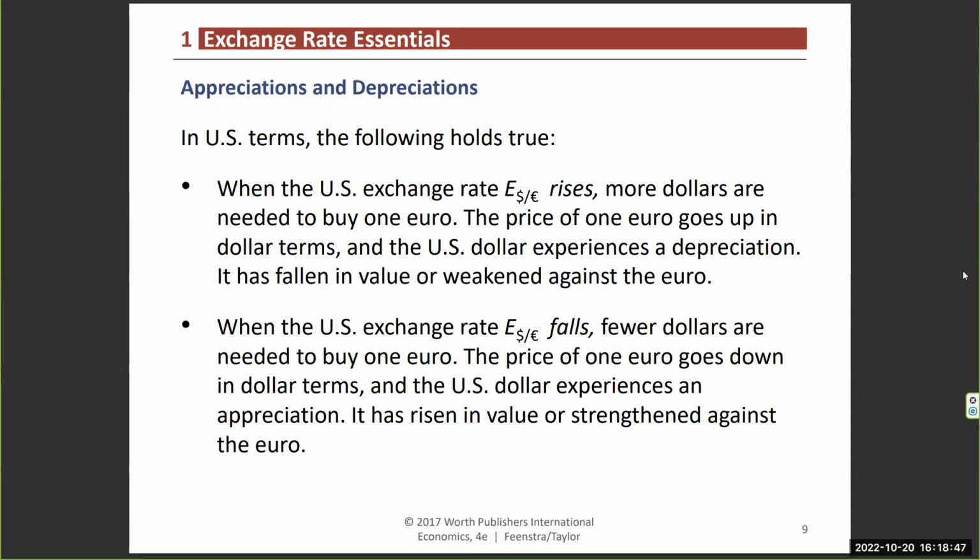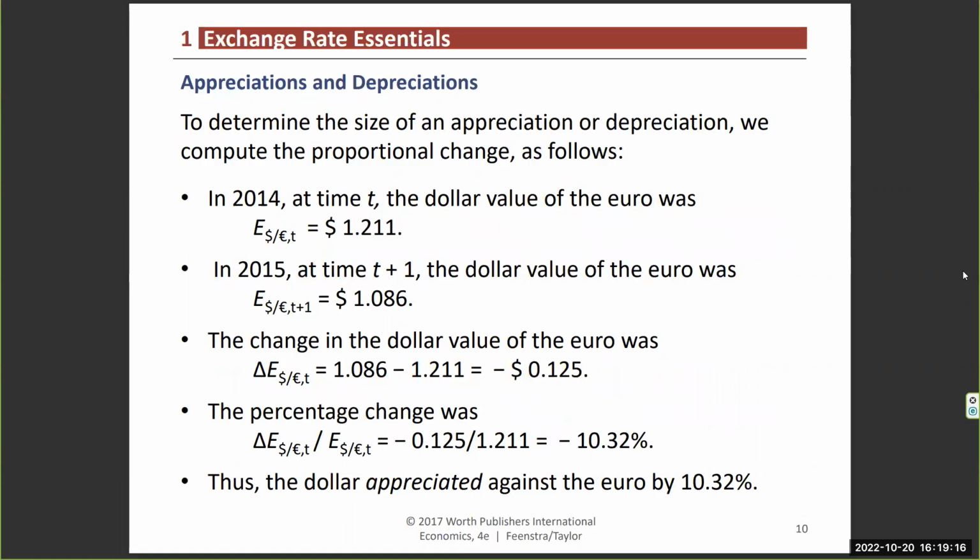Okay, so going back to our lecture, in US terms, the following holds true. When the US exchange rate rises, more dollars are needed to buy €1. The price of €1 goes up in dollar terms, and the US dollar experiences depreciation. This is what we discussed in the table, and this was my question. The other way around is when there is a fall of the exchange rate.